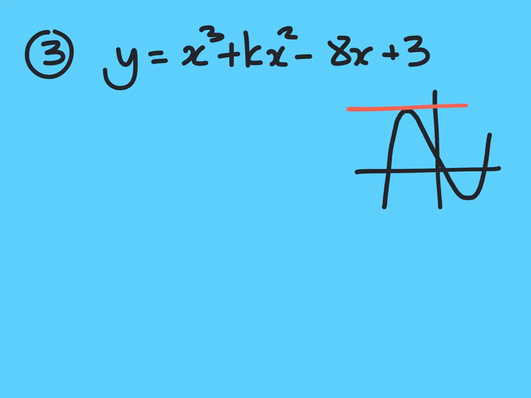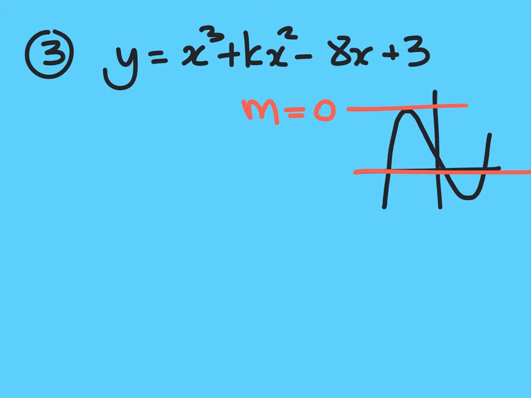Question 3. Find the value of k so that the tangent is parallel to that red line I've drawn there. Now what do you know about that red line? First of all, you know that it's horizontal because it's parallel to the x-axis, and therefore you know that its gradient is equal to 0.